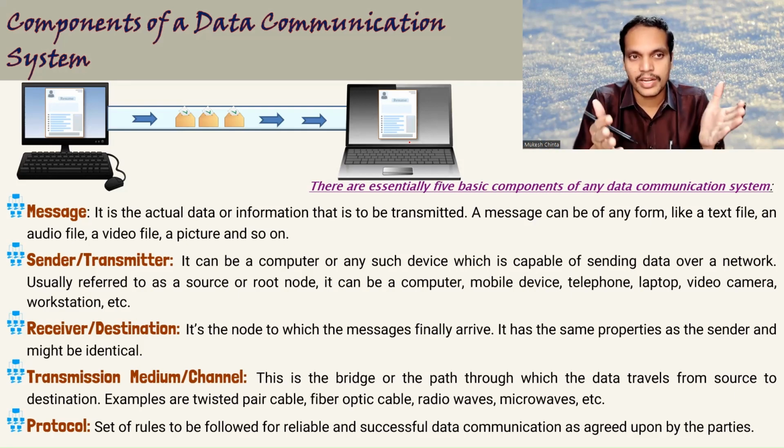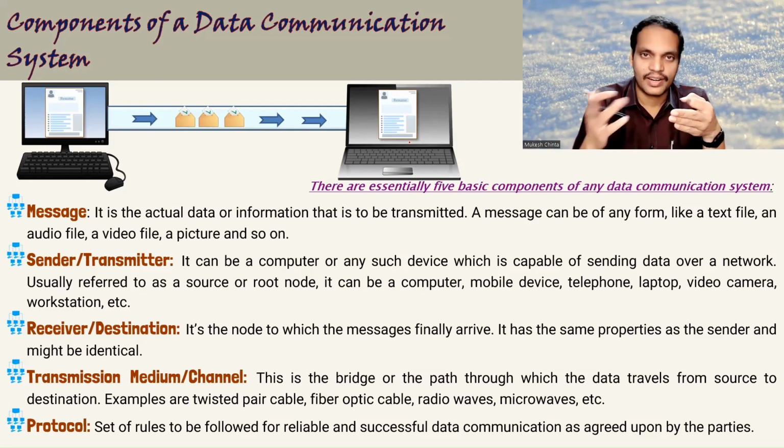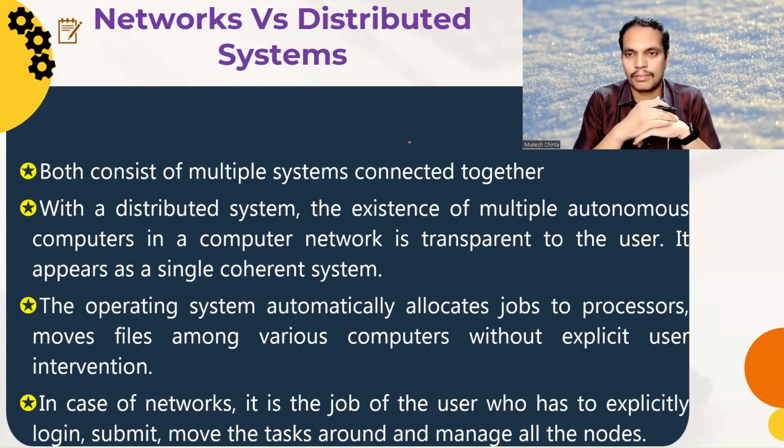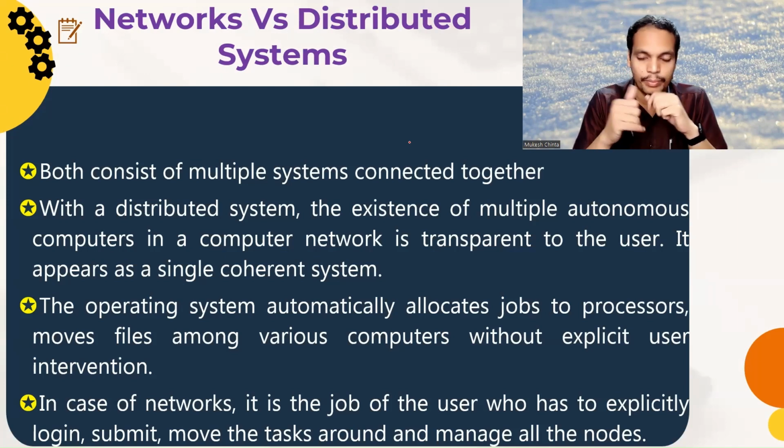So these are the main components of a data communication system: message, sender or the transmitter, receiver or the destination, transmission medium or the channel, and finally the protocol. There are some cases where most people get confused between a computer network and a distributed system because they think they are the same. Of course, both contain multiple systems that are connected together, but there are some significant differences between a computer network and a distributed system.